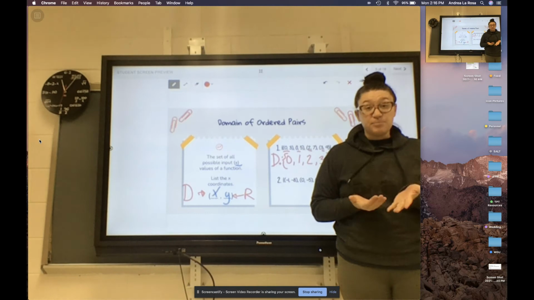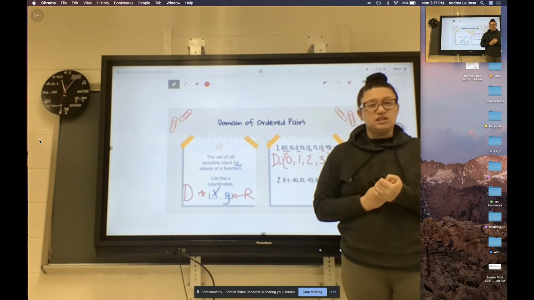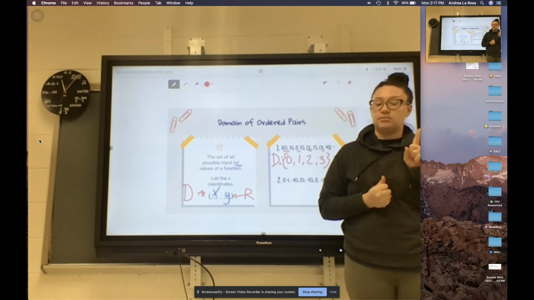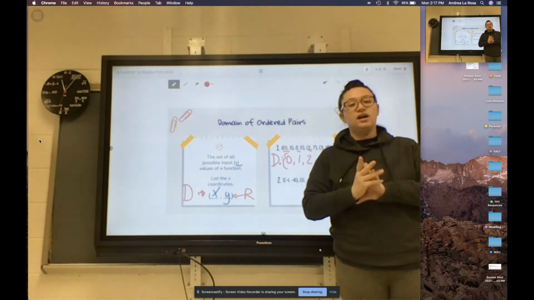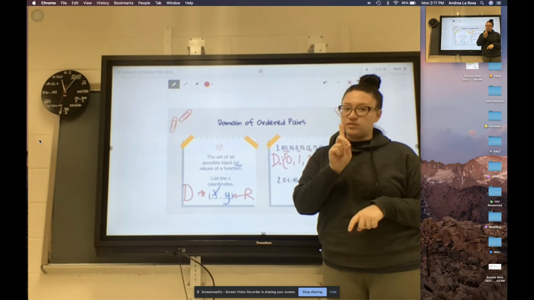If a number repeats for my domain, I only have to list it one time because I only care about the X values. I don't care how many there are. If something repeats, I only have to put it one time.